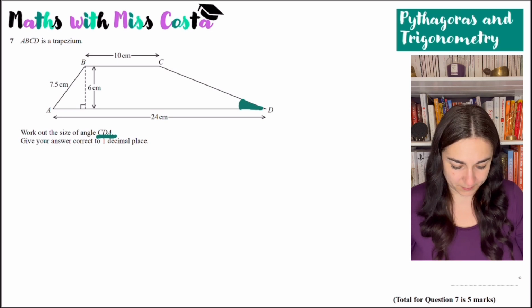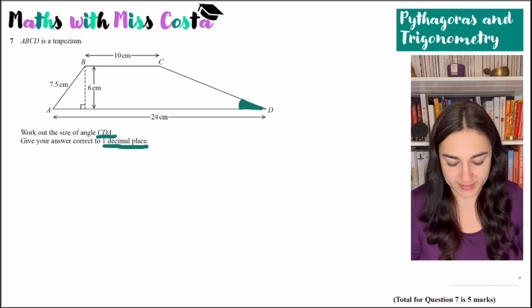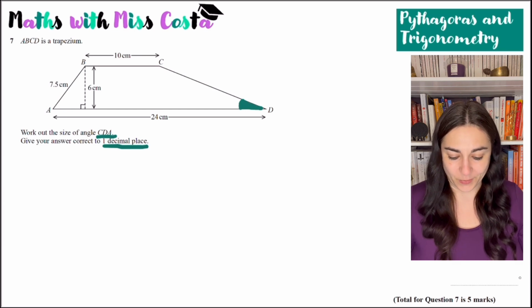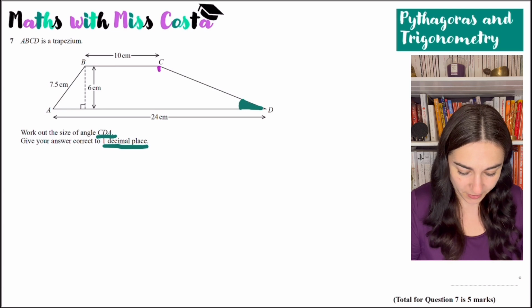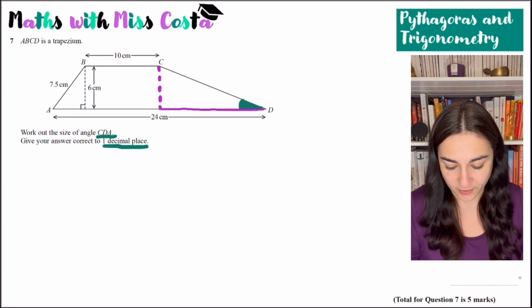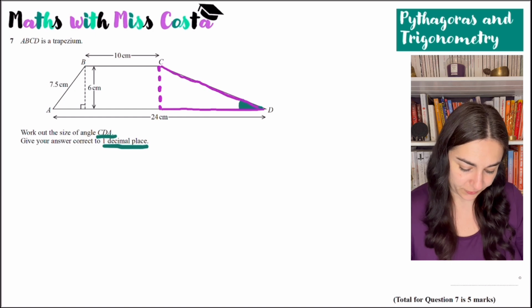Now, I'm asked to work that out and give my answer to 1 decimal place. So what can I do in order to work out this angle? Well, in order to work out an angle, I want to use a triangle. So I'm going to have to figure out information about this triangle here. So I can just form this as a nice triangle.